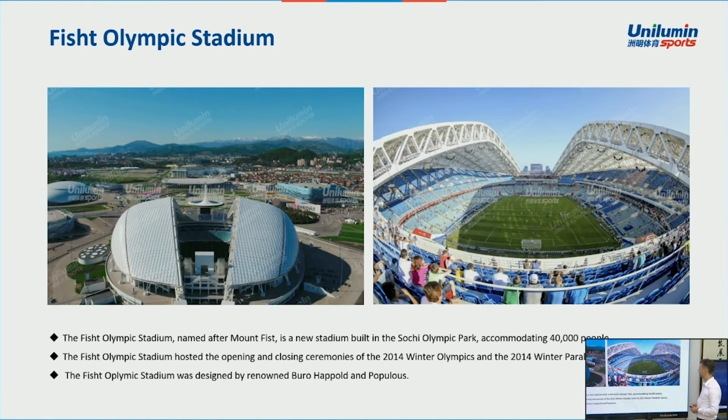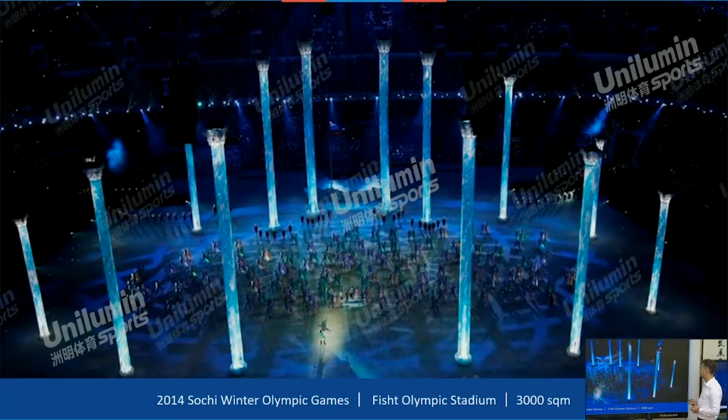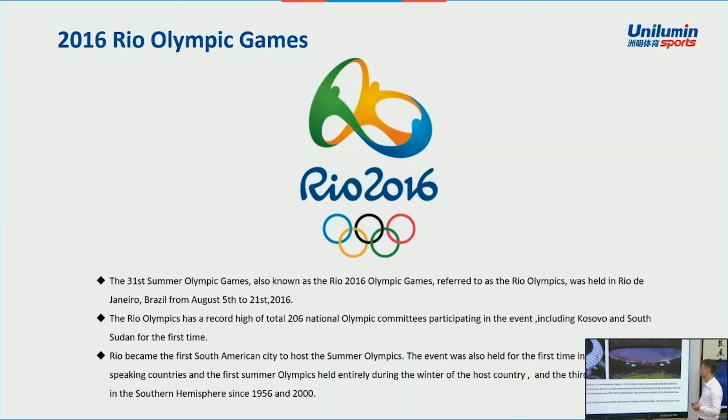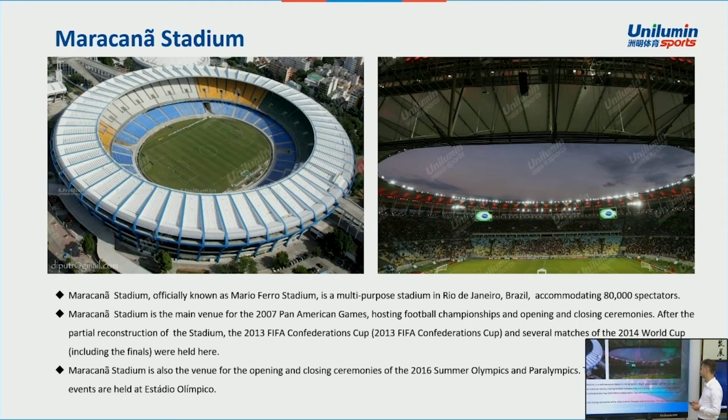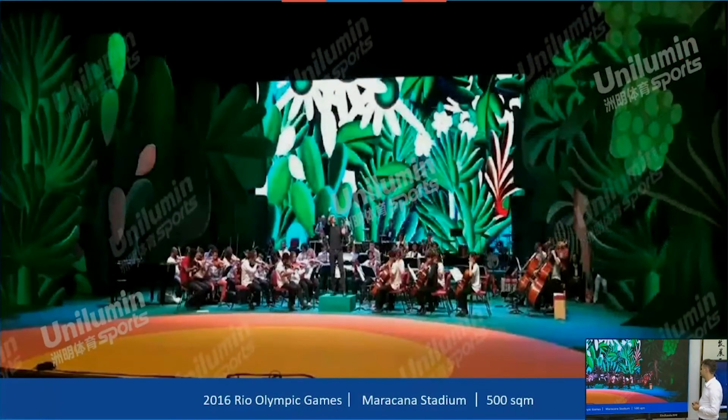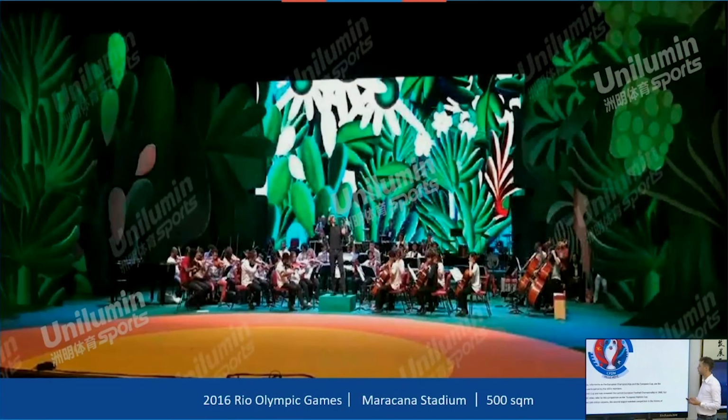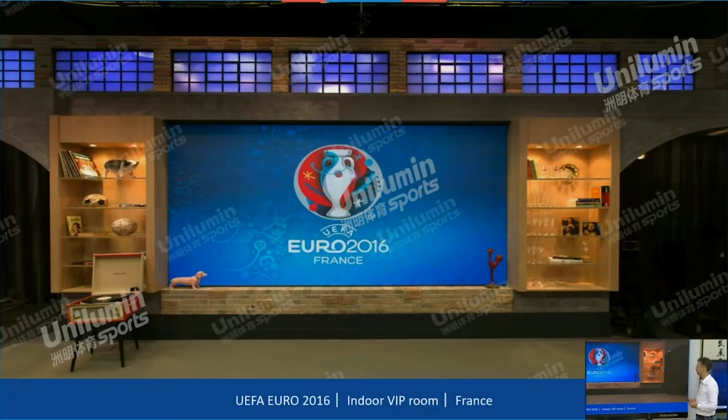Olympic Games in Russia, Sochi. We delivered almost 3,000 square meters of screens of quite special shape here. You can see, very creative. Olympic in Brazil, Rio 2016. A lot of screens of different purposes. UEFA, another Euro Cup. As I mentioned before, screens might be used not only inside the arena bowl, but also in a lot of other use cases. So this one is a VIP area.